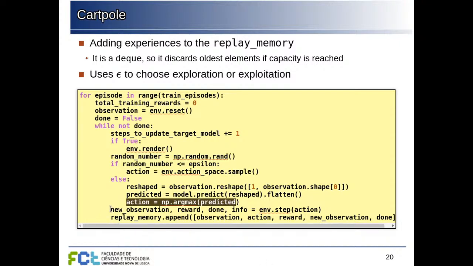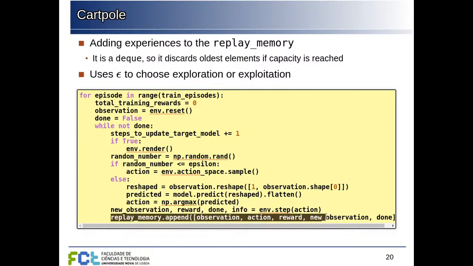Now the new observation, the reward, and the flag that tells us if it's done or not, this is given by the step method in the environment. So this environment is what is actually playing the CartPole game. We give it the action and it tells us what happens. This info is a dictionary with additional information, but we don't use that for training. This can be for debugging, for testing, things like that.